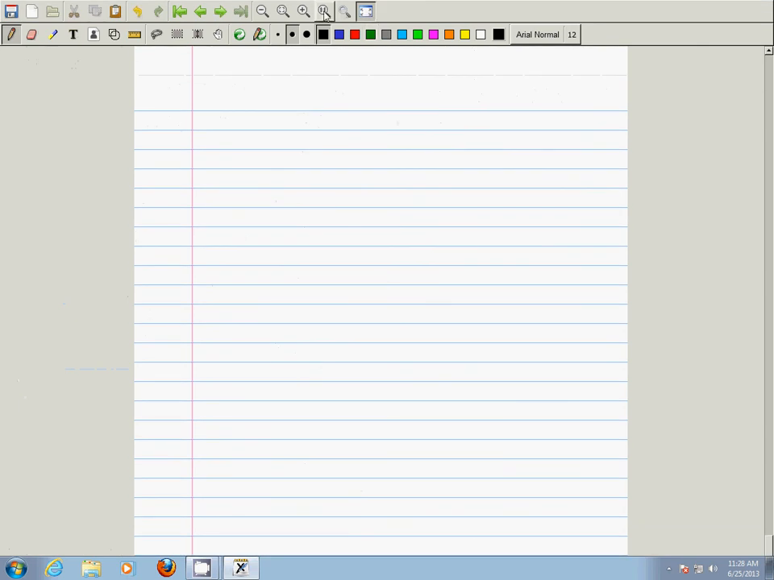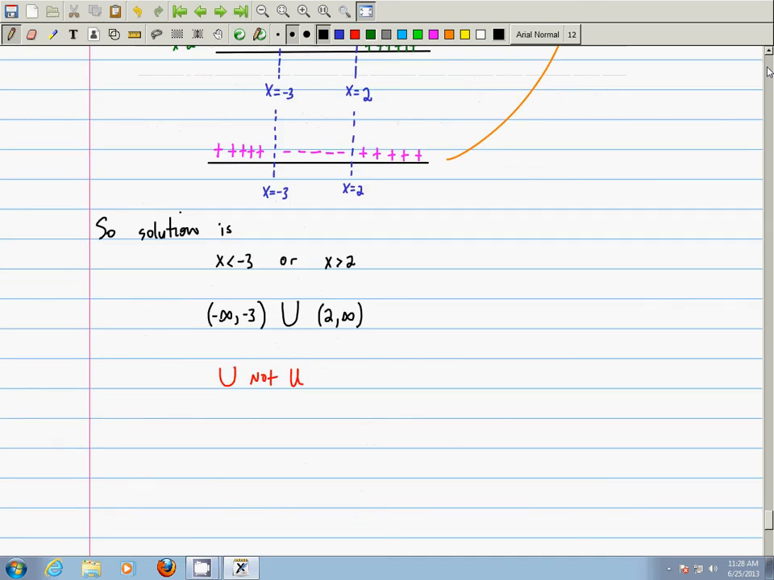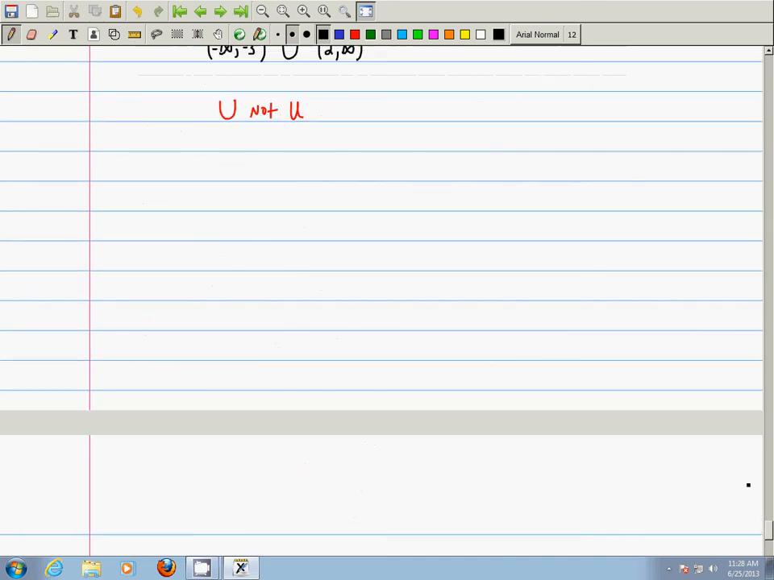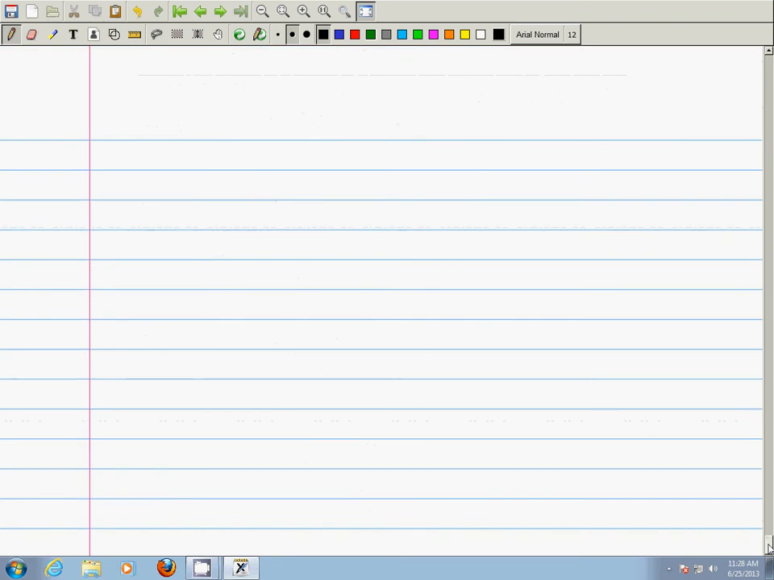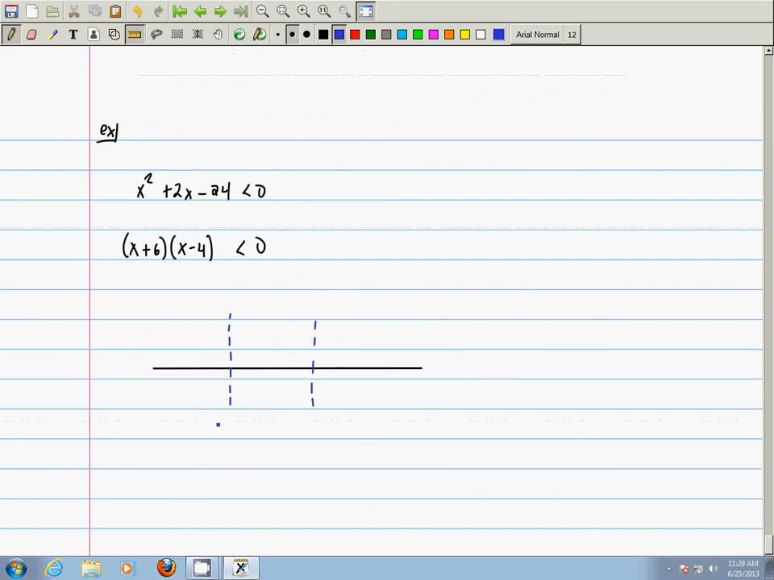Okay, so just quickly now, without discussion, I'll write down what we had. The example was x squared plus 2x minus 24, negative. We factored it into x plus 6, x minus 4, negative. And then I asked, where do the cuts go? x is negative 6, and x is positive 4.